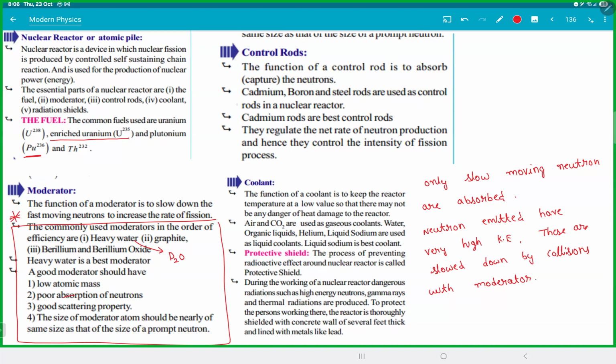Control rods, I told you, they will absorb the excess neutrons. Generally, they're made of cadmium and boron. Cadmium rods are the best. They're used to regulate the net rate of neutron production.